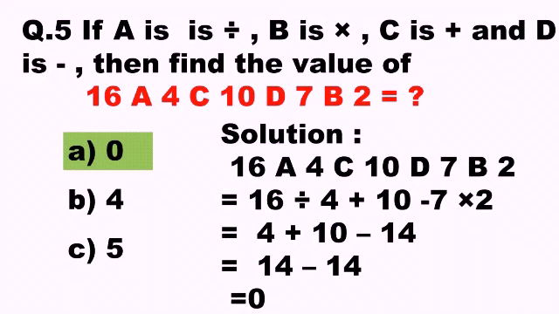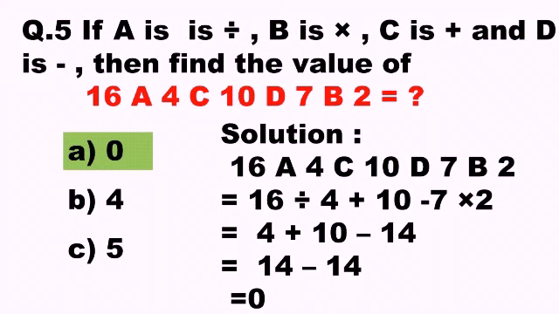So first of all you have to write the question, then you have to place the proper sign in place of the alphabets. So after placing the alphabet, see the solution. 16 divided by 4, it will be added with 10, then subtraction sign, then 7 into 2. So first of all we need to do the division part. So 16 divided by 4 equals 4, plus 10 minus 7 into 2 equals 14.